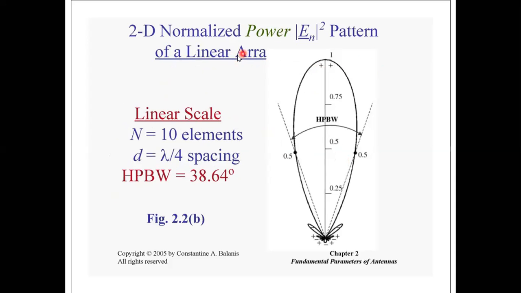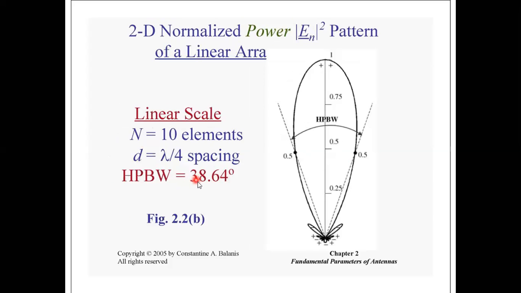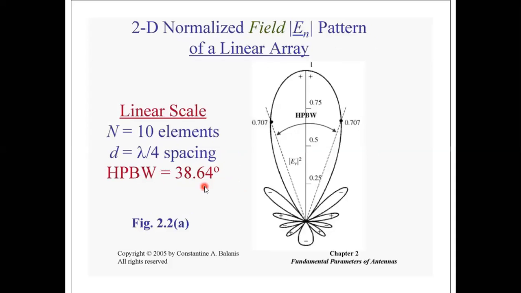Next, this is the normalized power pattern. I already told you power is the square of E or H, so it is narrower than the field pattern. If you take linear scale with n equal to 10, and the distance between the elements is lambda by 4, the half power beam width is 38.64. Previously it was 38.64, and here it is also 38.64.